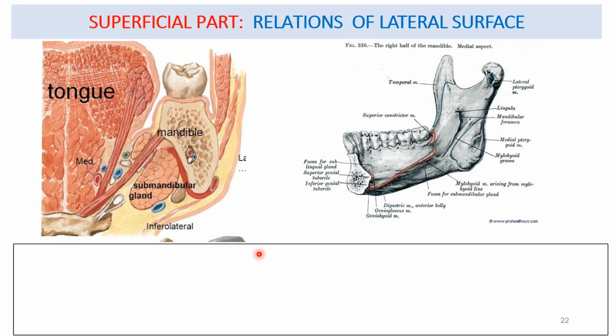Now coming to the relations of the lateral surface. In this picture, this should be the lateral surface, which is the part of the submandibular gland lodged into the submandibular fossa of the mandible. Over here, this is the fossa for the submandibular gland. Over here should be the lateral surface of the submandibular gland.